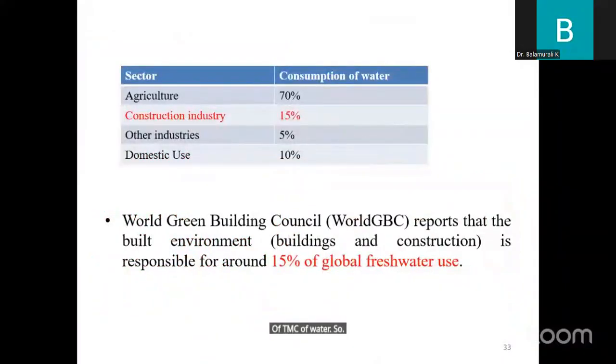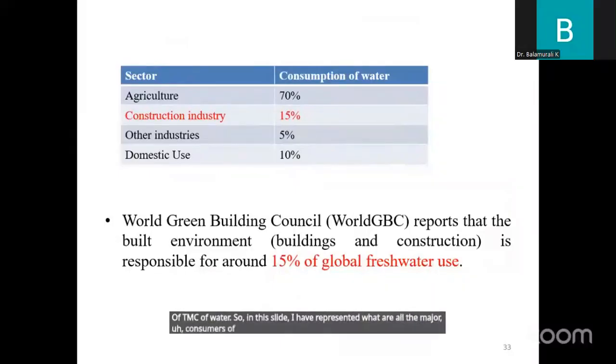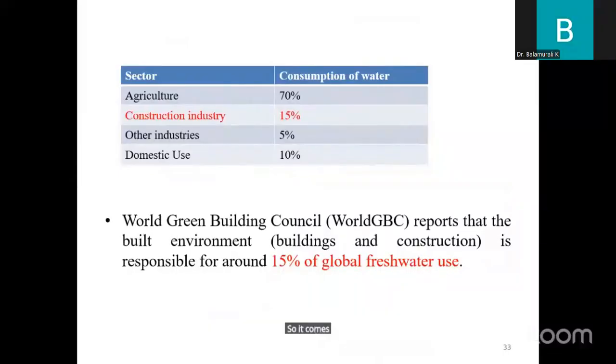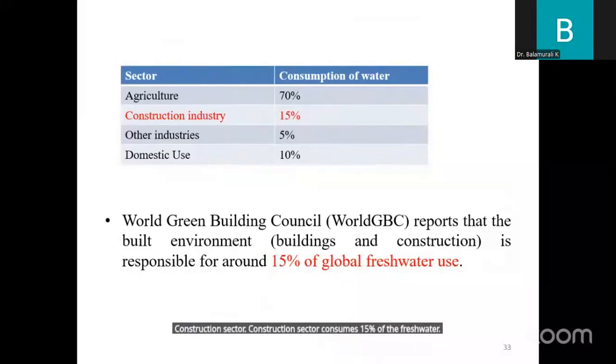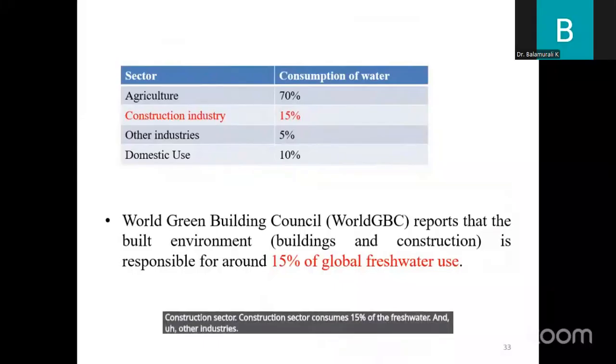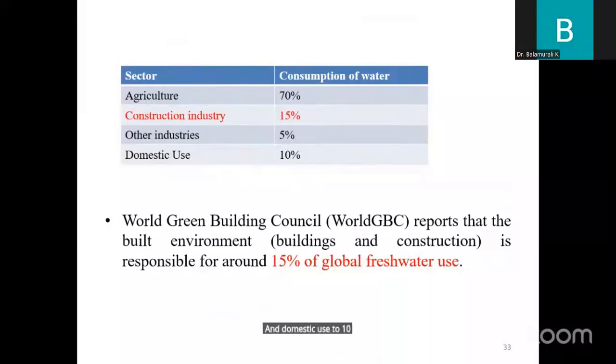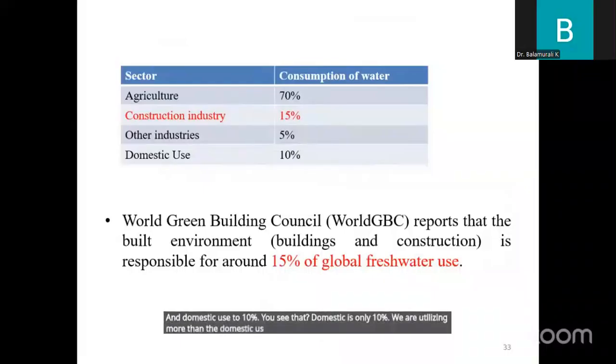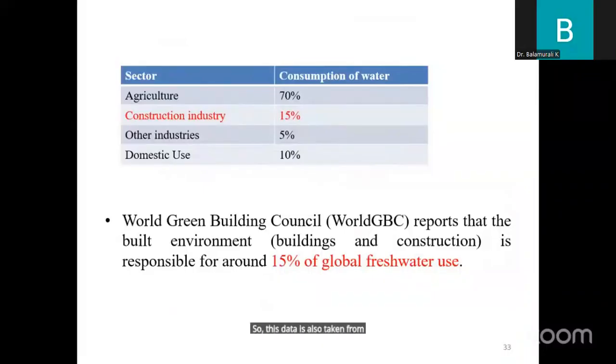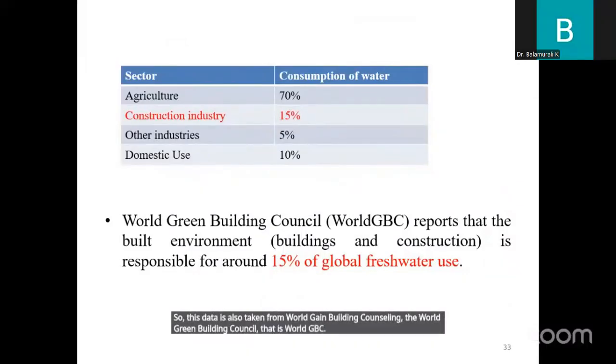So in this slide, I have represented the major consumers of water. First comes agriculture. We all know that agriculture is the backbone of India. So it consumes 70% of the fresh water. And second is the construction sector. The construction sector consumes 15% of the fresh water, other industries 5%, and domestic use 10%. You see that domestic is only 10%. We are utilizing more than the domestic usage. This data is also taken from the World Green Building Council, that is World GBC.